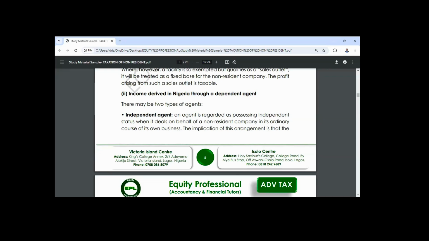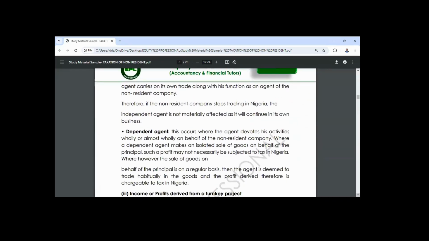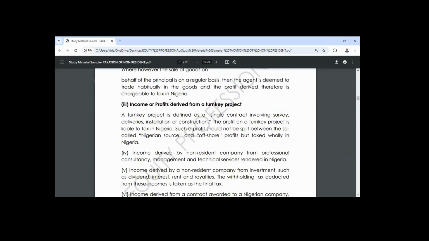So that is number two circumstances. Number three circumstances, where the non-resident company derives income from turnkey projects. When the non-resident company derives income from what? Turnkey projects. A turnkey project simply means a single contract, a one-off contract, a one-off project that involves delivery of goods, installation of software or equipment, construction of plant or building.